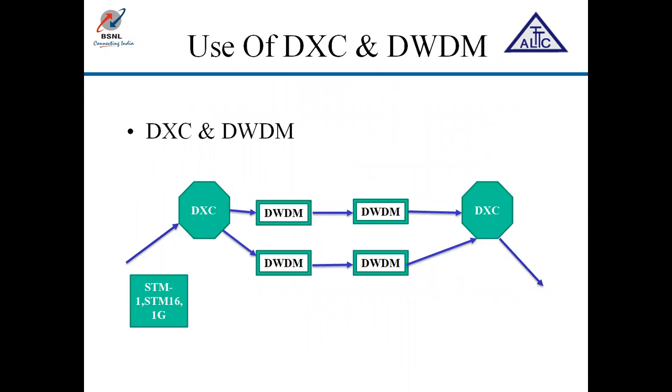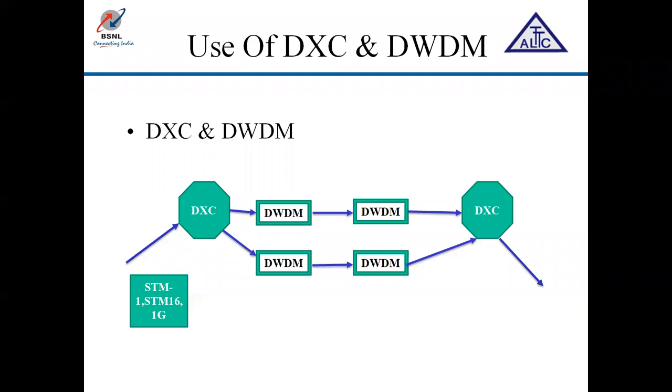Now DXC, what is DXC? Digital cross connect. In a digital cross connect, suppose any link, any arm, has failed, then the frequency can be transmitted to some other line. So there is a configuration of digital cross connect, a cross connection designed in this DXC. Suppose any frequency is working through this arm. If this arm fails due to any reason, then this frequency can be switched to this second line. So this is the use of DXC.